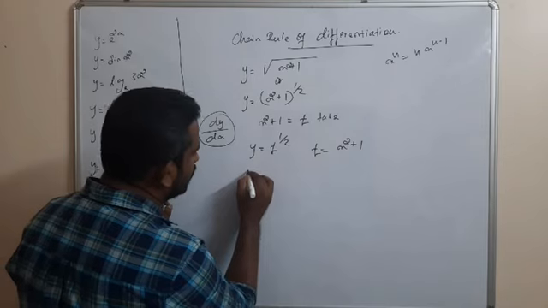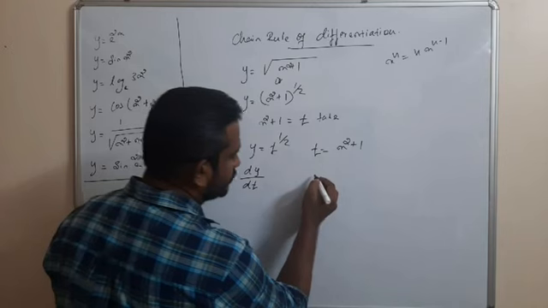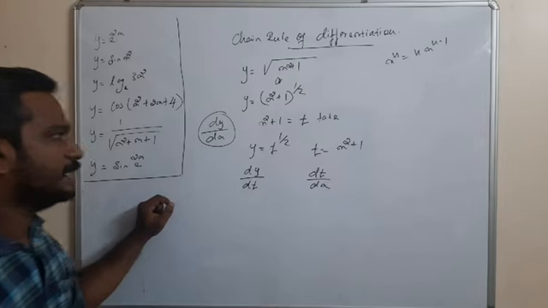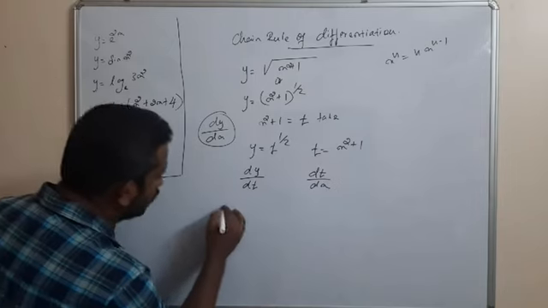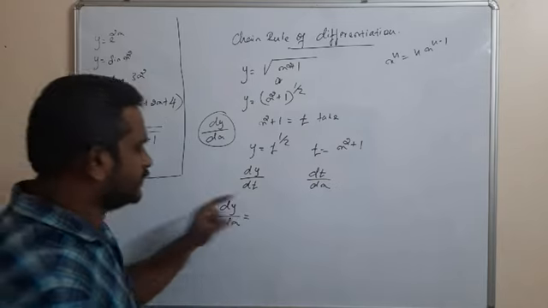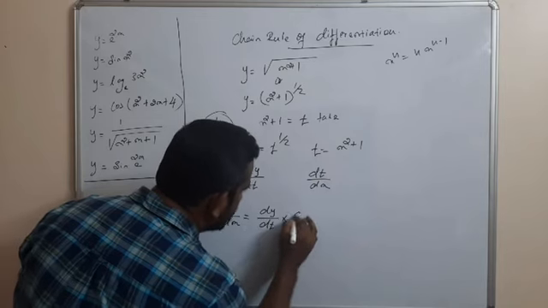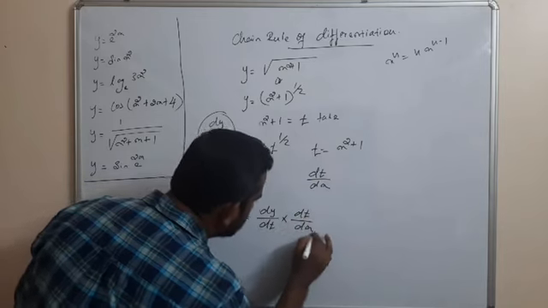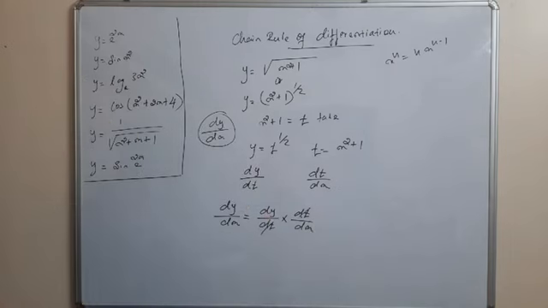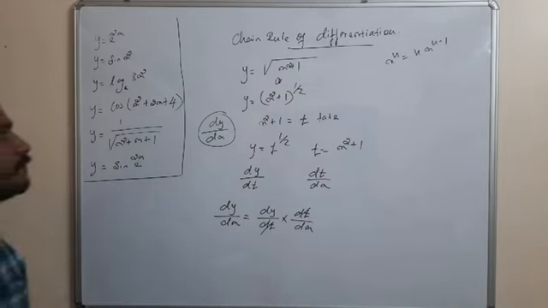So from this we can calculate dy by dt, and dt by dx. Finally what we have to calculate is dy by dx, equal to, multiply it, dy by dt into dt by dx. So dt cancels, and finally we get dy by dx. So this is called chain rule of differentiation.